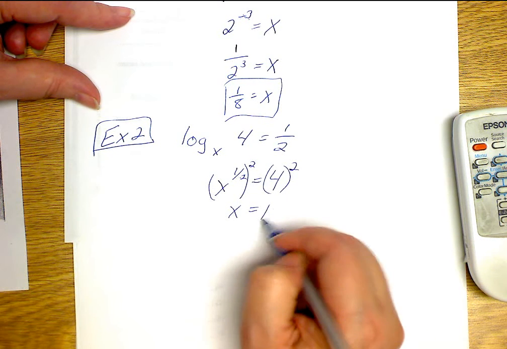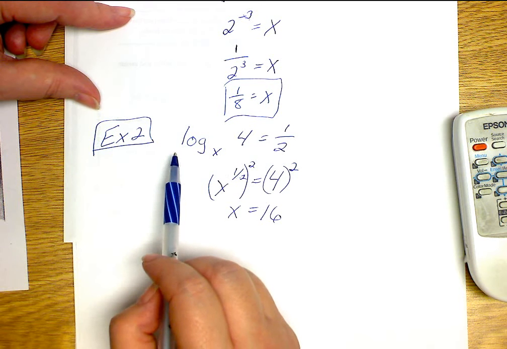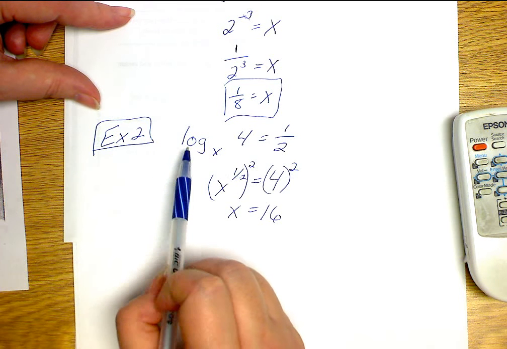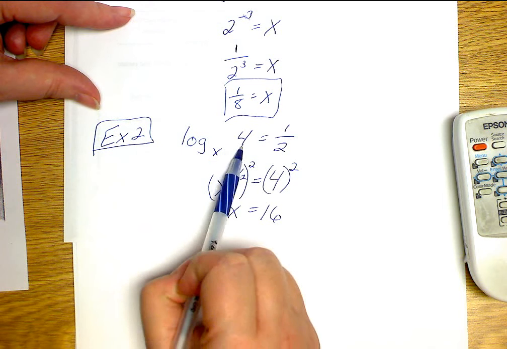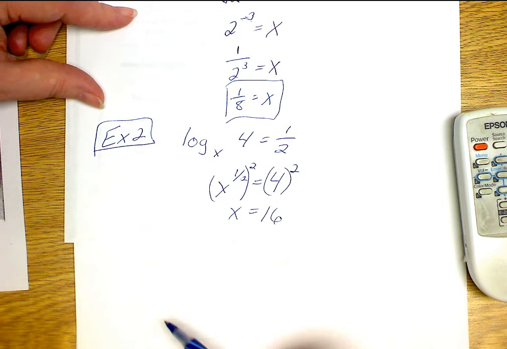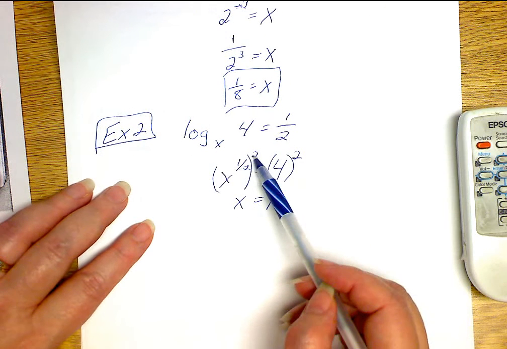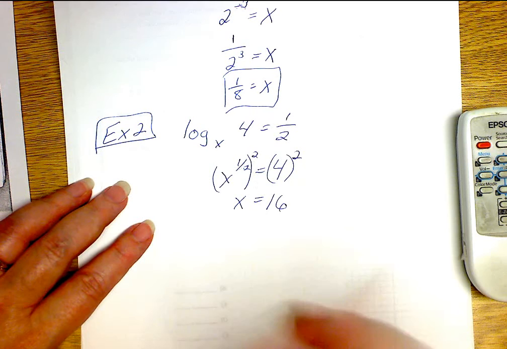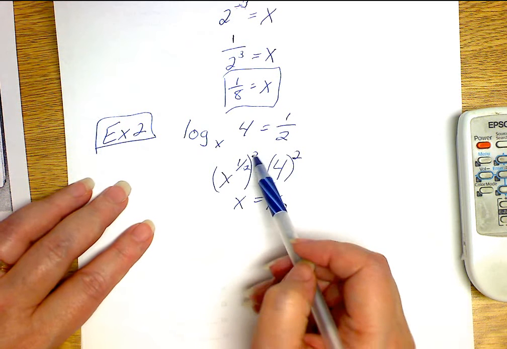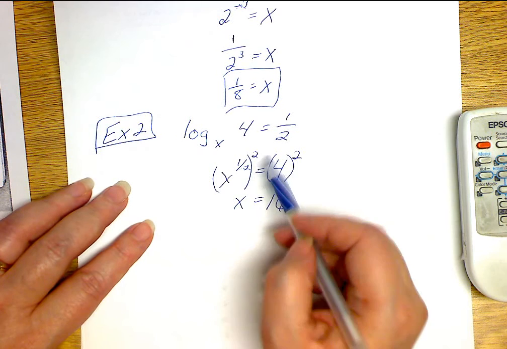So that means log base 16 of 4 is equal to 1/2. All right? So whatever this exponent is, you're going to raise it to the reciprocal. If it is 1/2, you raise it to the 2. If it's 2/3, you'd raise it to 3/2, because you multiply those.